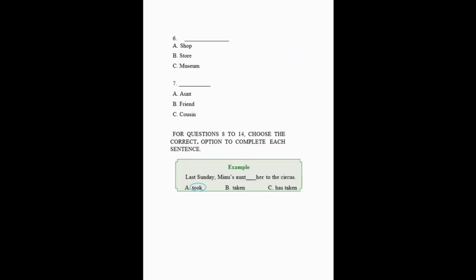Next question. So the next question is, for example, we need to find the correct option to complete each sentence. Last Sunday, Ninu's aunt dash her to the circus. So it would be took. She took her to the circus. Okay. Like this, we need to fill in the next questions.